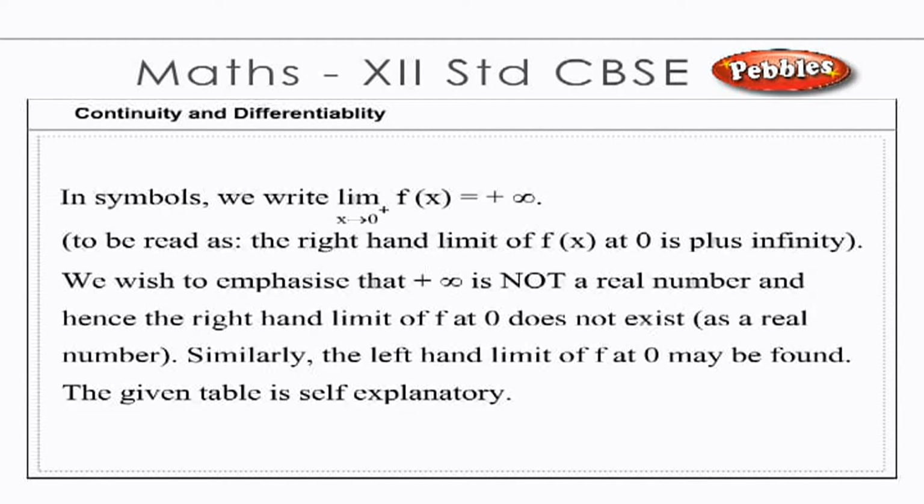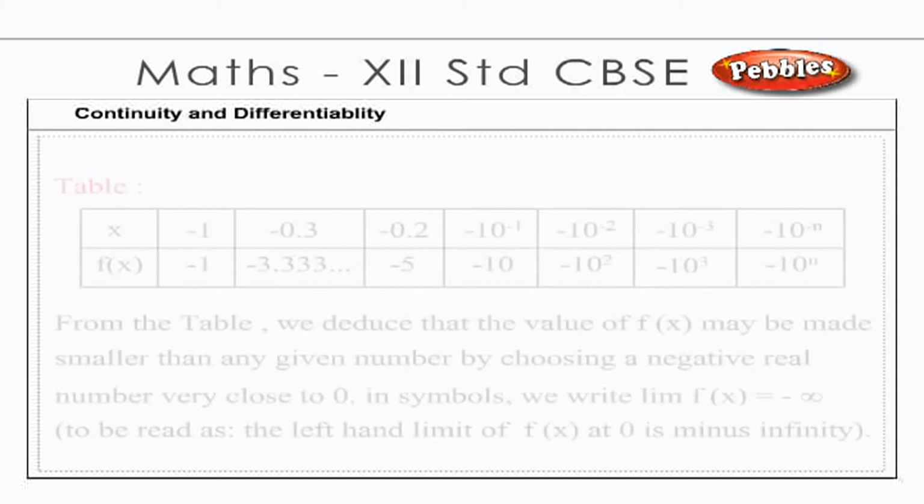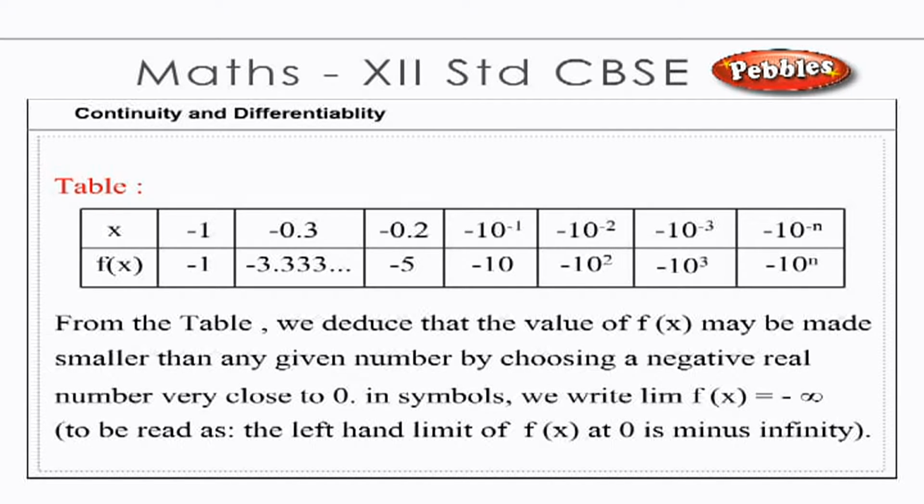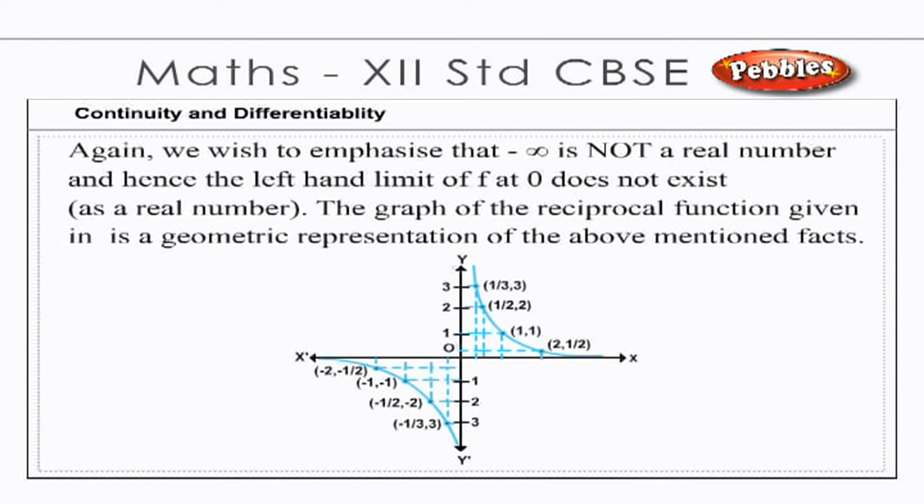Similarly, the left-hand limit of f at 0 may be found. The following table is self-explanatory. From the table, we deduce that the value of f(x) may be made smaller than any given number by choosing a negative real number very close to 0. In symbols, we write the left-hand limit of f(x) at 0 is minus infinity. Again, we wish to emphasize that minus infinity is not a real number and hence the left-hand limit of f at 0 does not exist as a real number. The graph of the reciprocal function given in figure 5.3 is the geometric representation of the above mentioned facts.